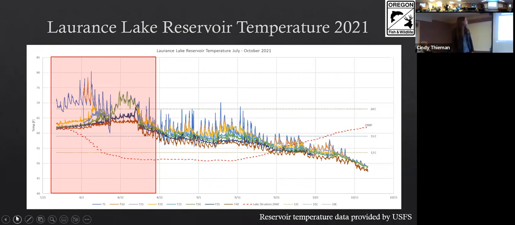Like I said, this is 2021, but that's just to illustrate that they're dependent upon the reservoir, but the reservoir isn't always very hospitable for them. The next slide.